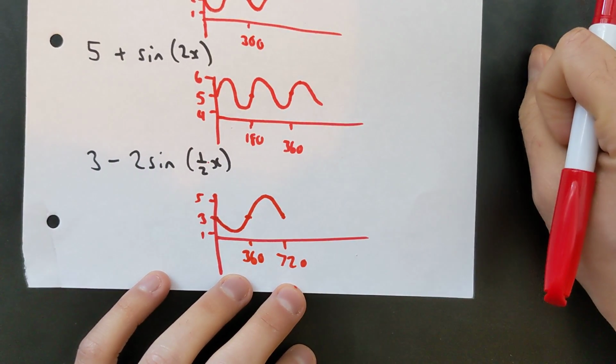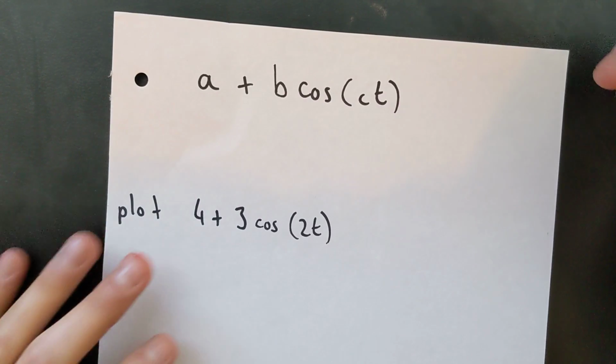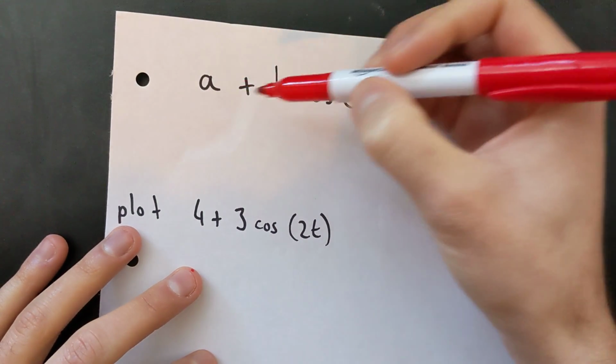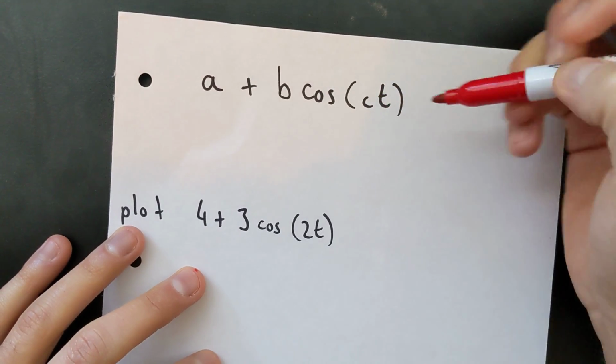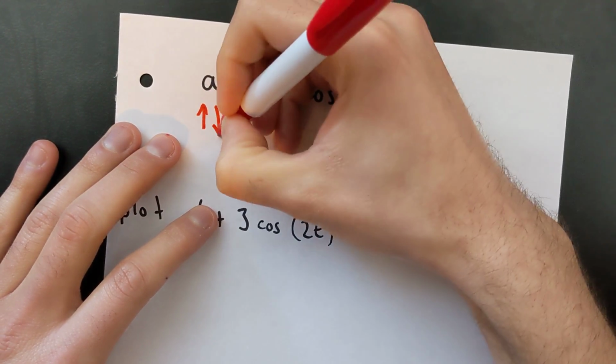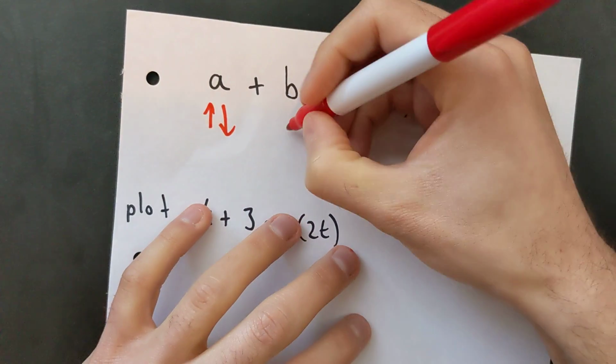So hopefully that was just a quick recap. Let's talk a little bit more general now. So let's say I've got 3 different transformations on the cos graph. I've got A plus B cos CT. So here A is going to move it up or down. B is going to be a vertical stretch.